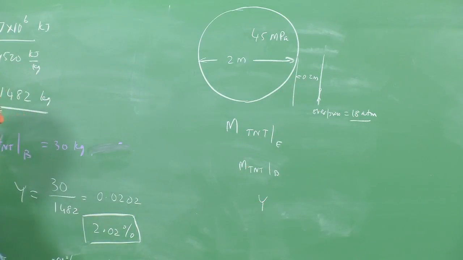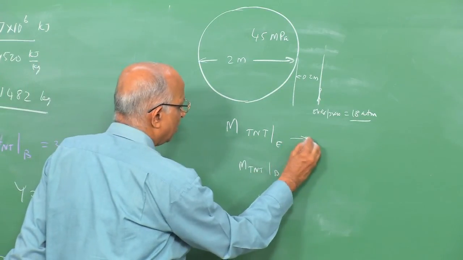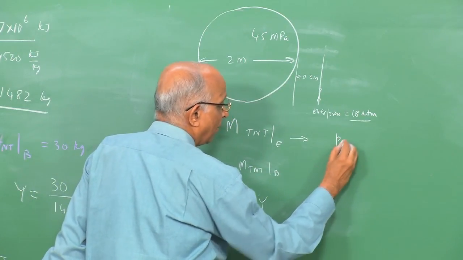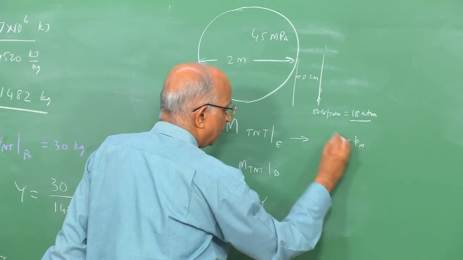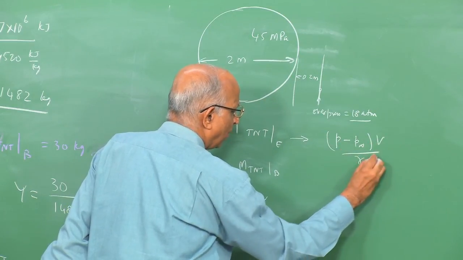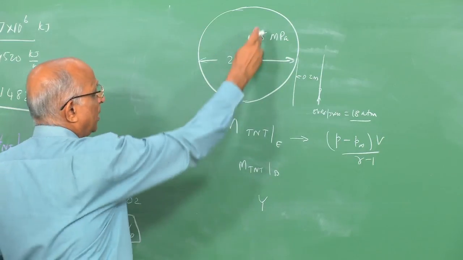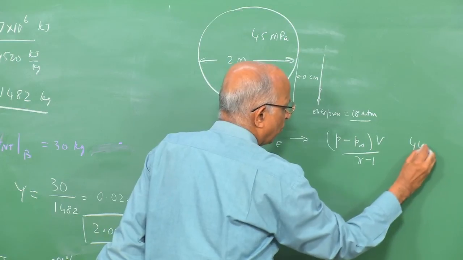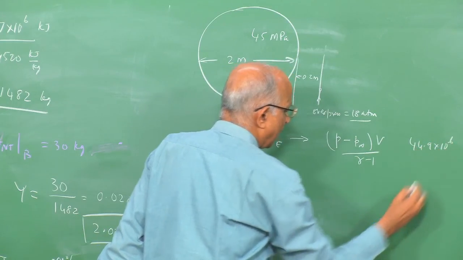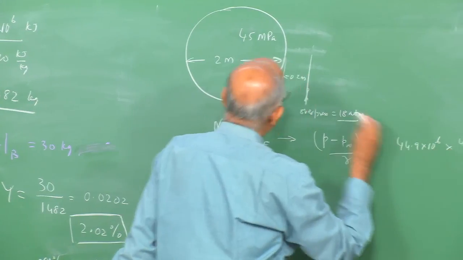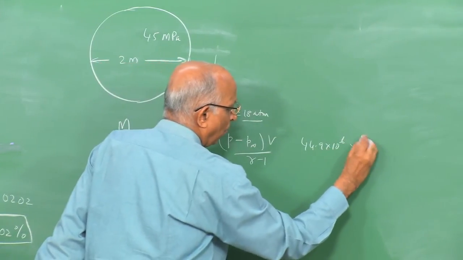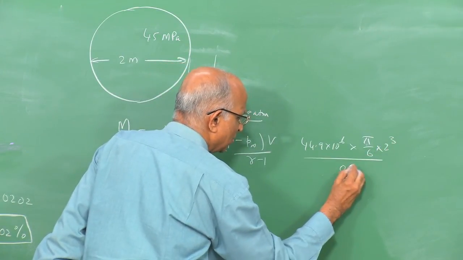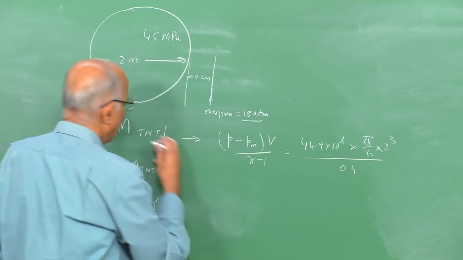and then I want to calculate the yield. To calculate the TNT based on energy basis, we know that the energy released in rupture of pressure vessels is equal to the higher pressure minus the ambient pressure, times the volume, divided by gamma minus 1. The pressure is given as 45 MPa, ambient pressure is 0.1 MPa, therefore it is 44.9 into 10 to the power 6 Pascal, times the volume, which is pi by 6 into 2 cubed, divided by gamma minus 1, let us say 0.4 for air. This gives me the energy.